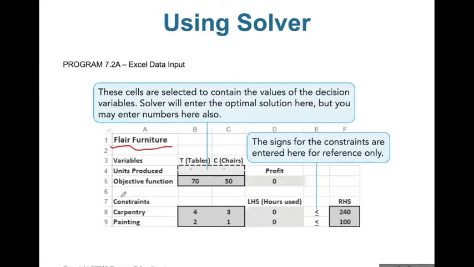And then we need to write down the objective function in terms of the decision variables. So we know the unit price for a table is $70. The unit price for a chair is $50.